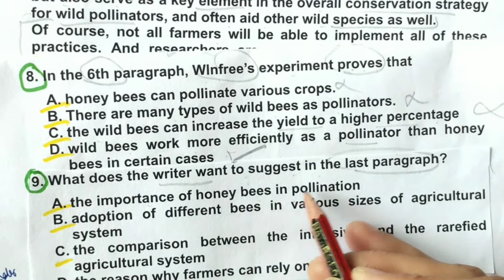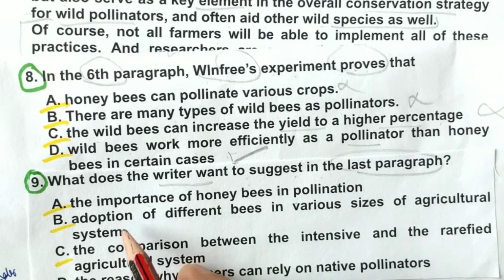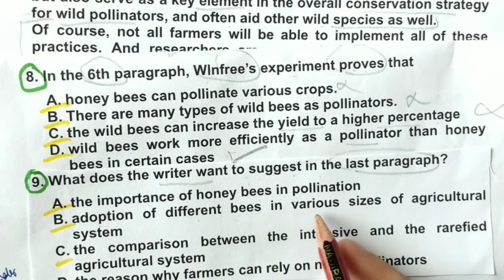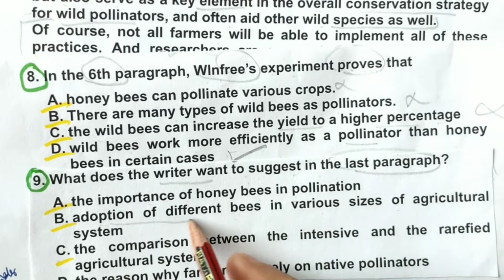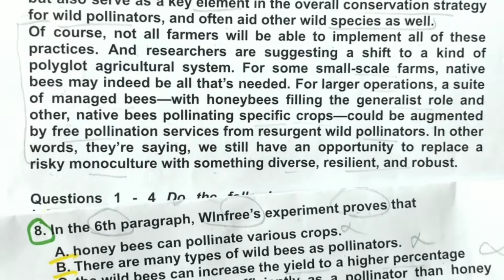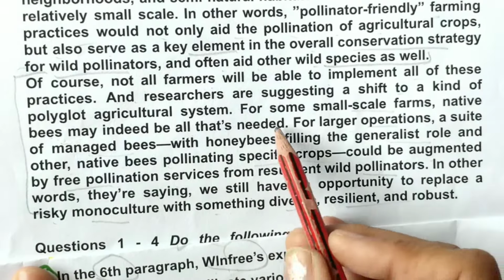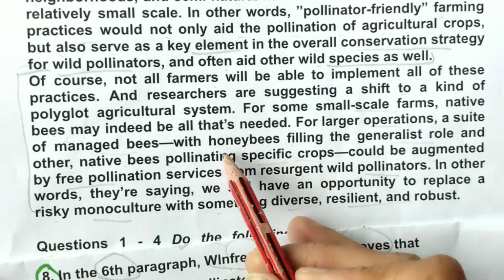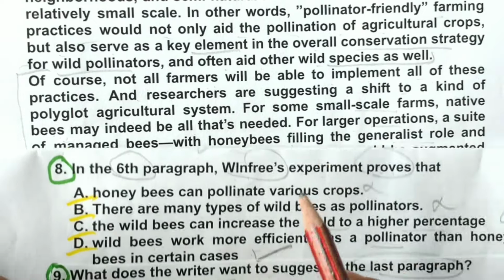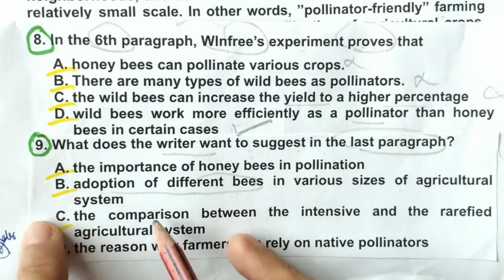So no, actually they are talking about agriculture importance. Adoption of different bees in various sizes of agriculture. Adoption of different bees, they are talking about, yes. So every kind of bees they are talking about, honeybees, pollinators and all. So we can select this, but let's read another.